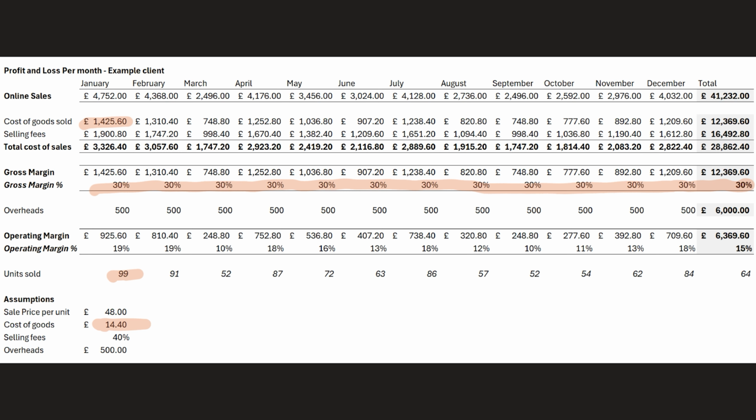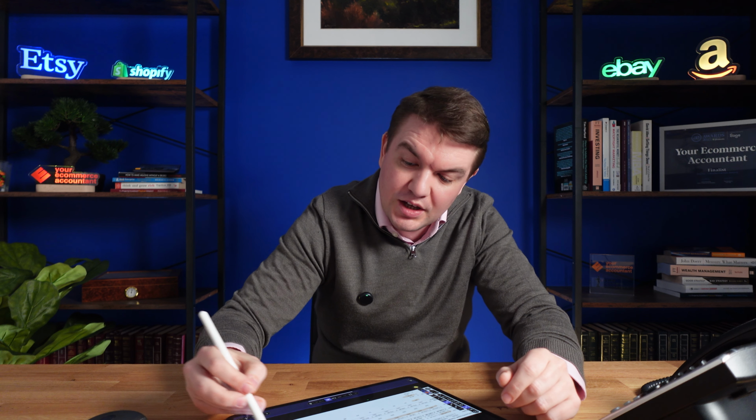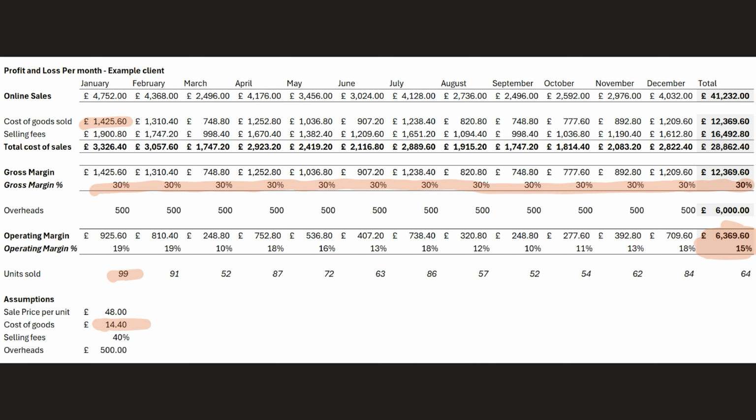And then the margin only goes up when they make a higher volume of sales, because overheads are normally static. So if you're making a higher volume, getting more gross margin, it means you're contributing more to those overheads, which gives you a better operating margin. And in this case, their underlying profit is 15%. So every time they buy stock, they can make 15% from it.